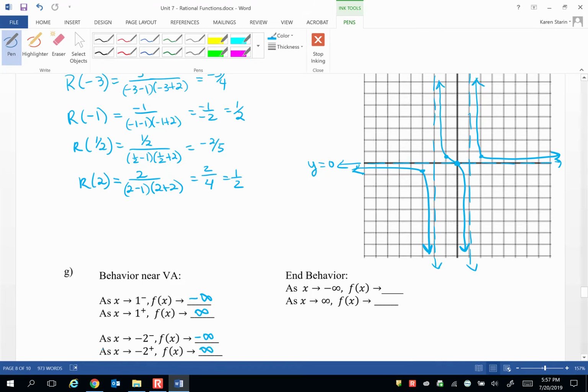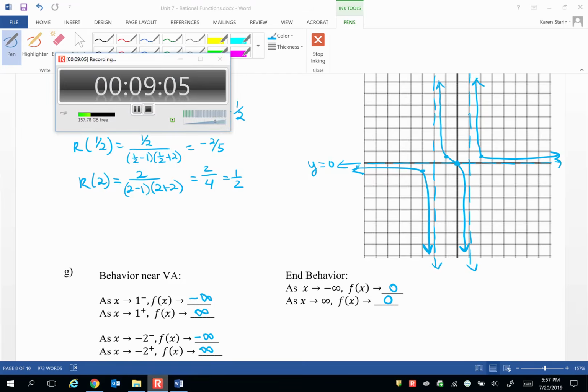Now for the end behavior, we know we have a horizontal asymptote of 0. So as x approaches -infinity, f of x is approaching 0. It happens to approach 0 from below. And as x approaches +infinity, f of x is also approaching 0. It's just approaching 0 from above. And that was a pretty long example. We'll do another one in the next video.